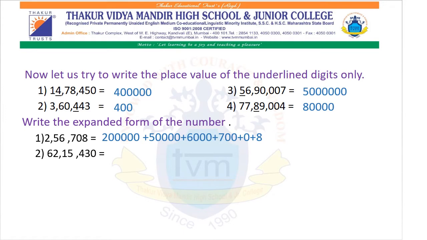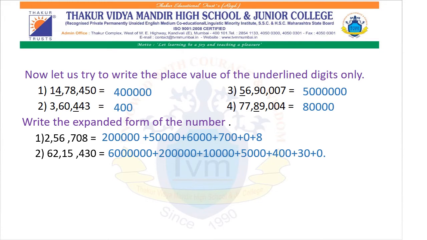Let us try with the second number. It is 62 lakh 15,430. So we will try to write place value of all these digits given in the number. 6 in 10 lakh position, so it is 60 lakhs, plus 2 is in lakh position, so 2 lakh, plus 1 is in 10,000, so 10,000, 5 is in 1000, so 5,000, 4 in 100 place, so 400, 3 in 10 place, so 30, and 0 in units, so plus 0. So addition of all these place values make the expanded form of the given number. Correct? Children, try to note down these numbers in notebook.